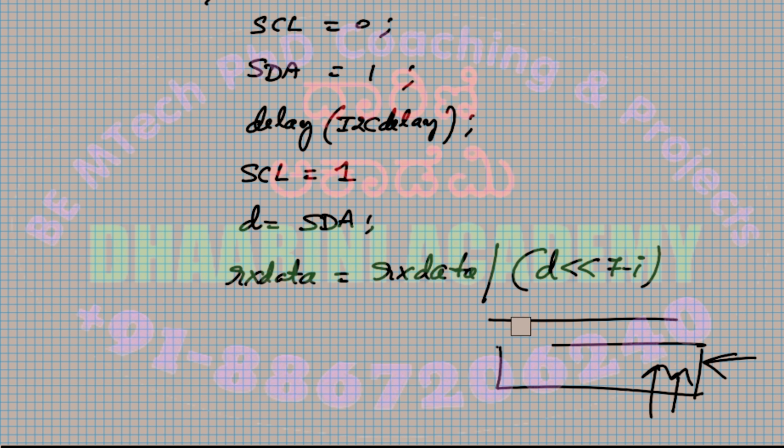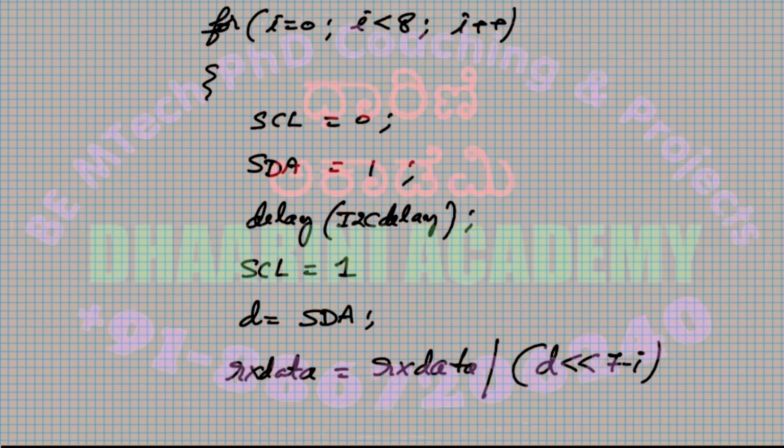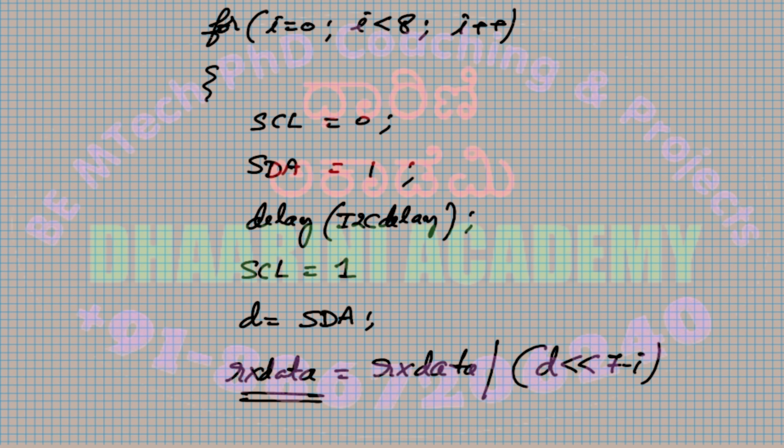That's why I'm shifting D, right, by 7 minus I position. If you remember earlier, we wrote something like D moved to the right by 8 units. Now I don't move right. Now I move to the left because that's the incoming data right now. Okay, so that's the reason, right? So now at the end, once this loop is over, 8 times you read the data and the data will be present in Rx data.